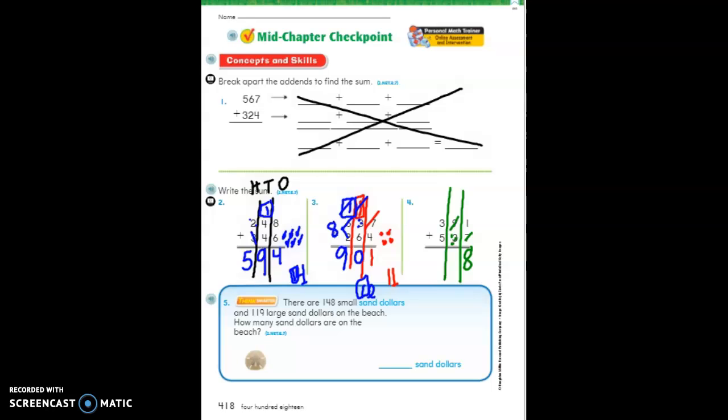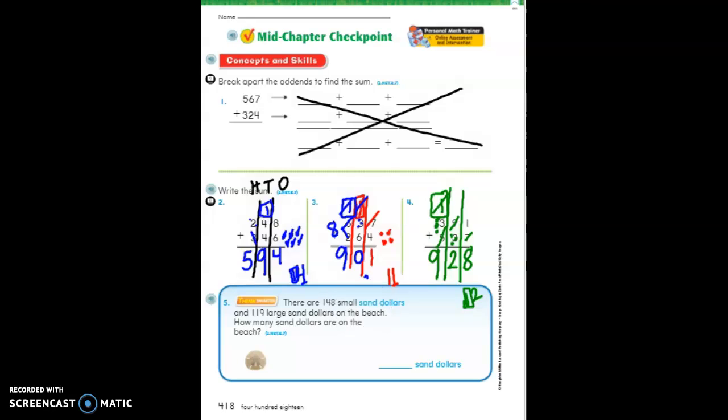9, 10, 11, 12. So how do I show that 12? My 2 stays here in the tens, and I'm going to regroup into the hundreds place. And then add up all 3 of those numbers. So we have 5, 6, 7, 8, plus the one we regrouped is 9. 928.